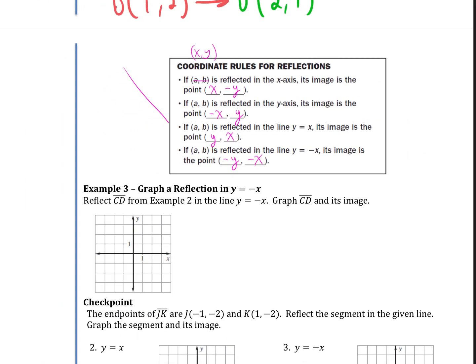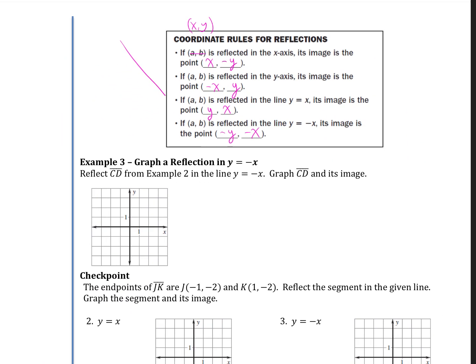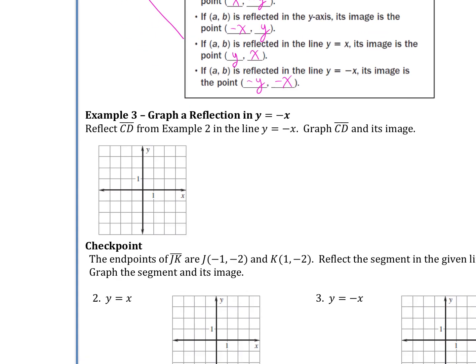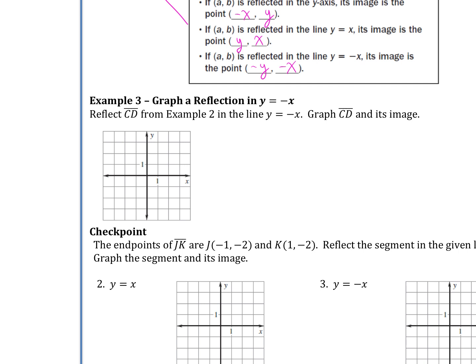All right, so example 3. Let's do this here. It says reflect CD from example 2 in the line y equals negative x, and graph CD and its image. Okay, so the line y equals negative x, like we talked about, is basically another 45-degree angle, but it's going down from left to right. So y equals x and y equals negative x are kind of important. Okay, let's write the coordinates. The coordinates we had, the red ones, C was (-2, 2), and D was (1, 2).